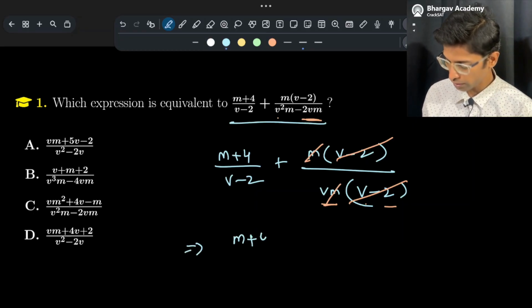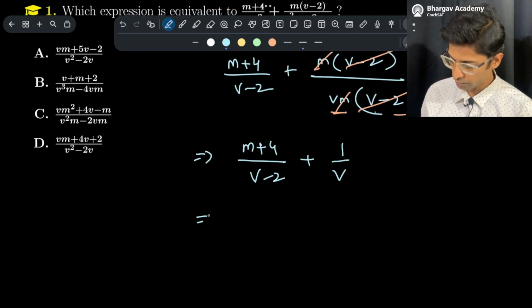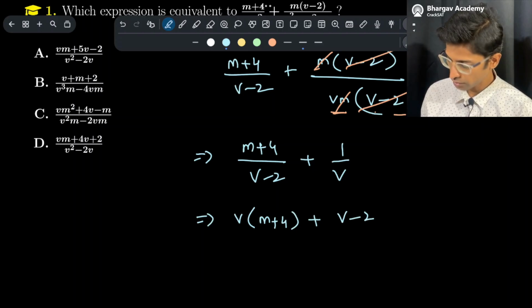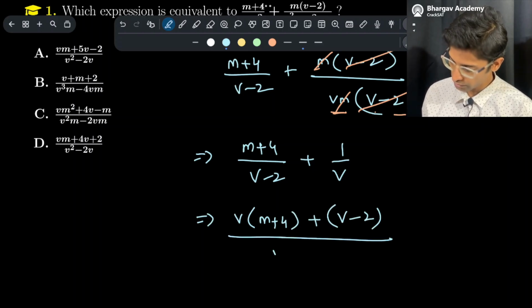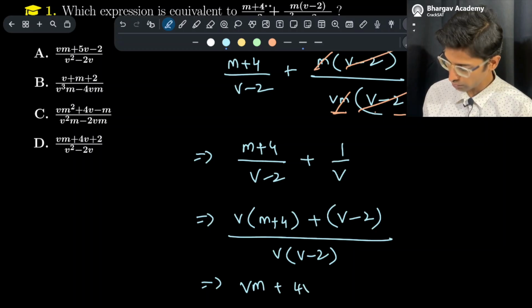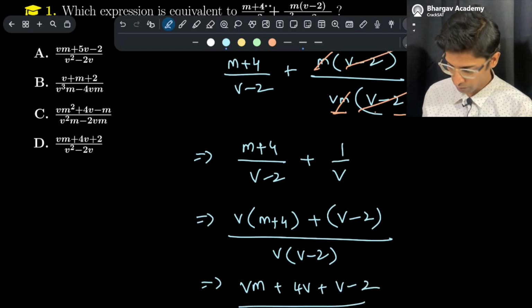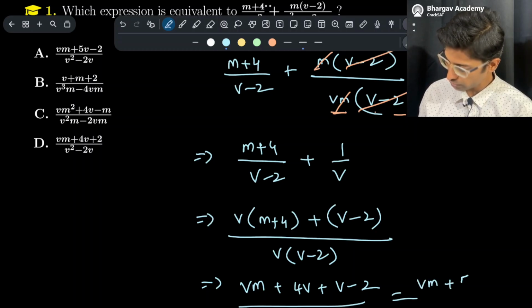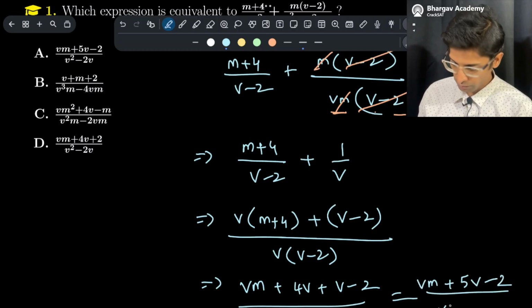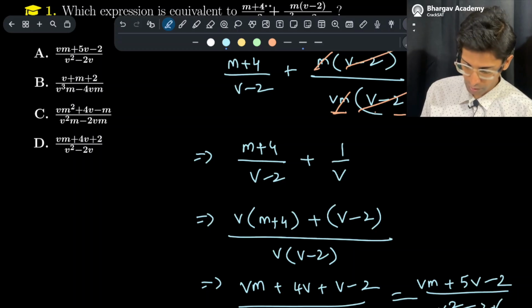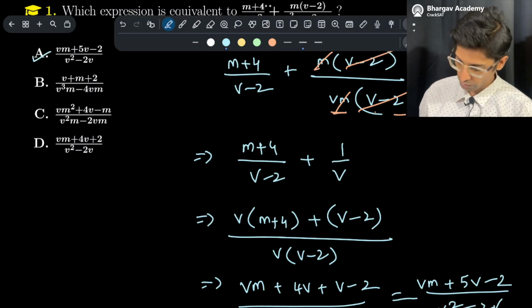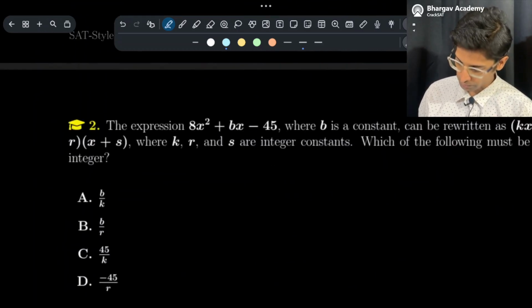m plus 4 by v minus 2 plus 1 by v. Then I will take the LCM and try to solve this. So Vm plus 4v plus v minus 2 by v into v minus 2, which comes out to be Vm plus 5v minus 2 by v square minus 2v. I see that my option A is matching here. Let's go to the next question.